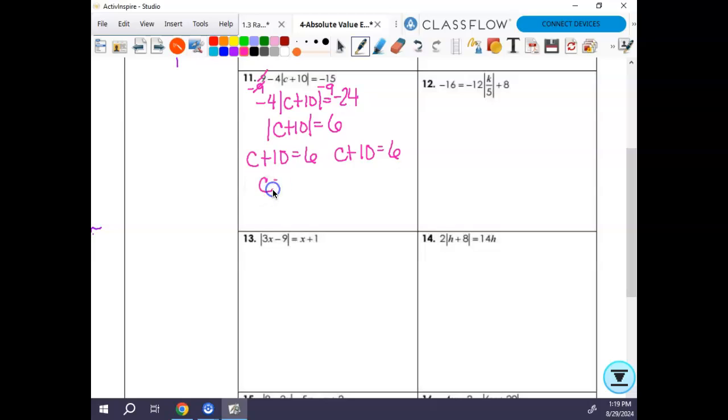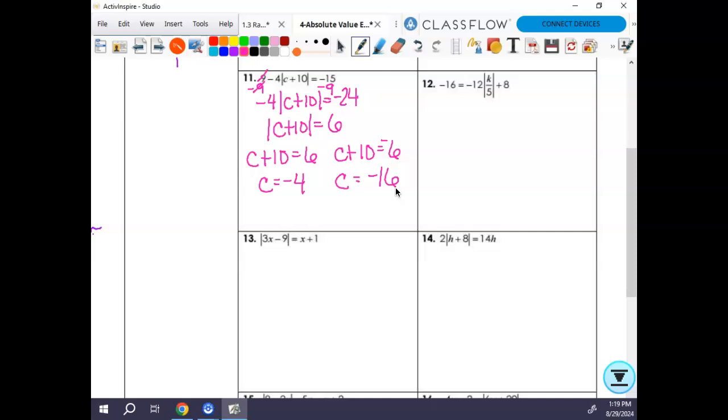So I'm going to get c equals negative 4, and c equals, what did I do? Oh, shoot, that's negative. I'm sorry. Negative 16. I don't know if I said negative 6 or not, but that second one was supposed to be negative 6. Everybody good with that?